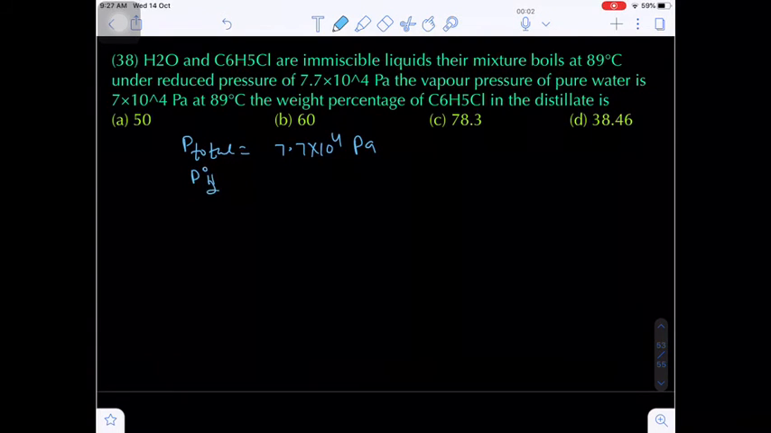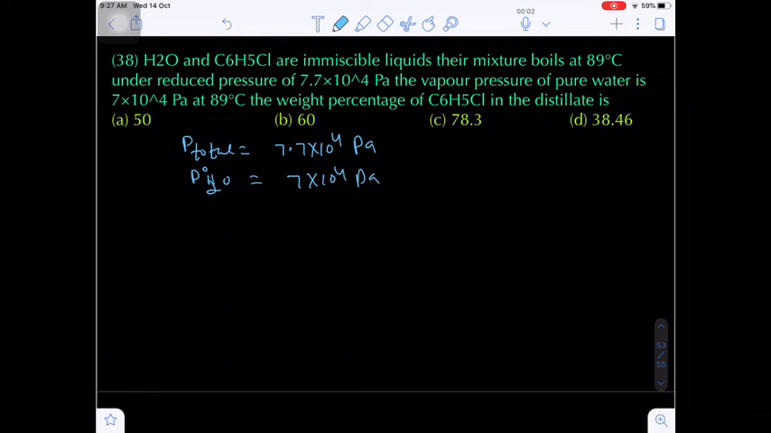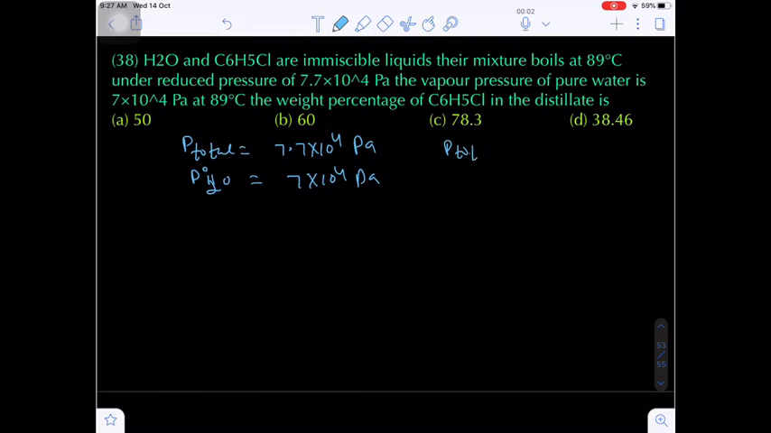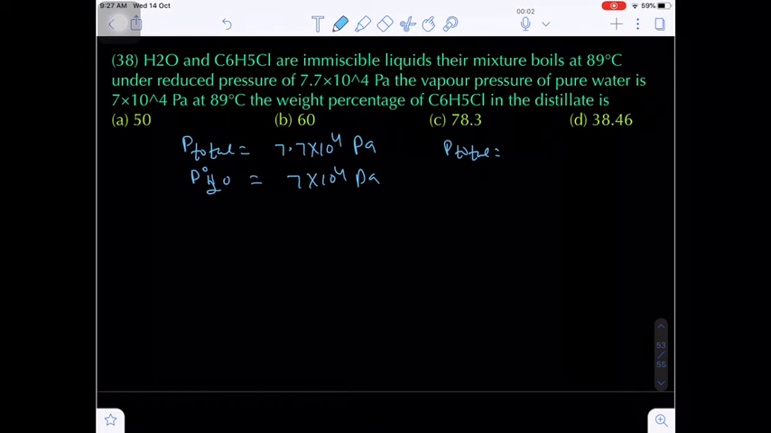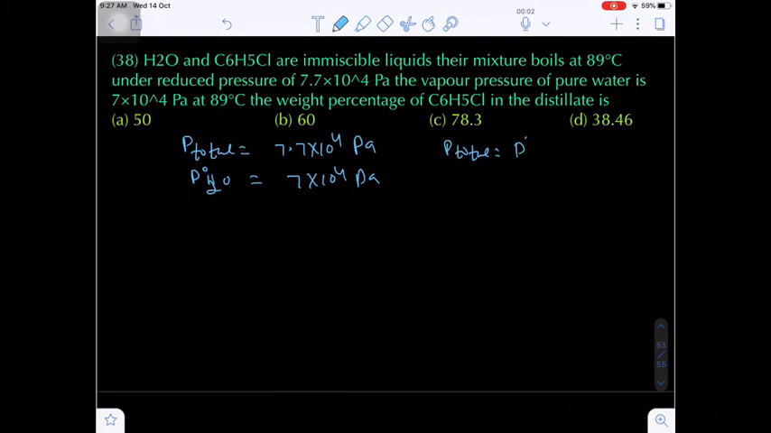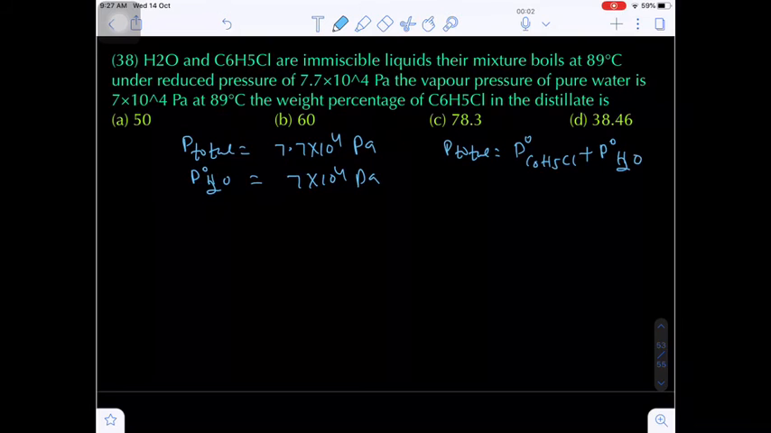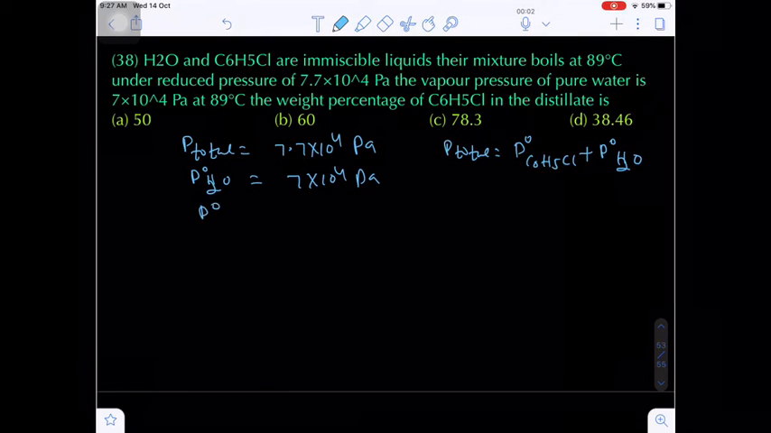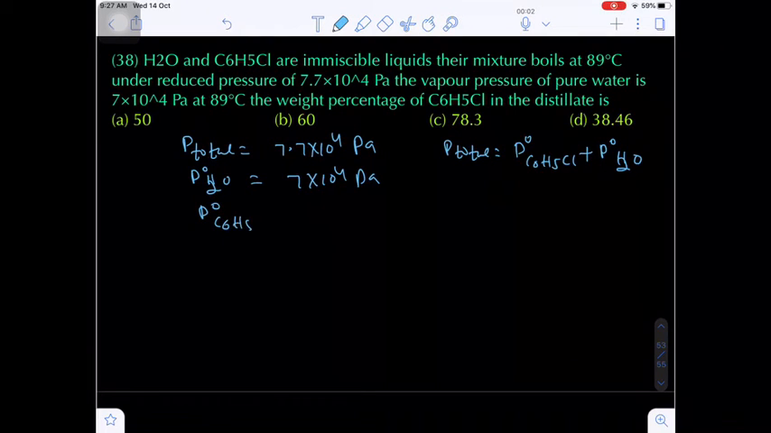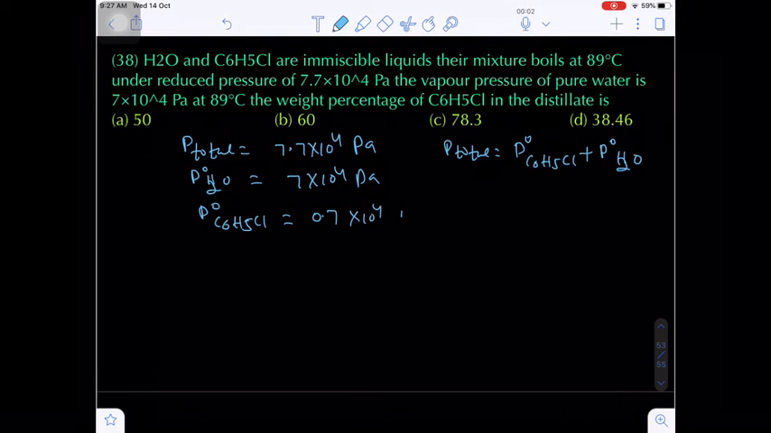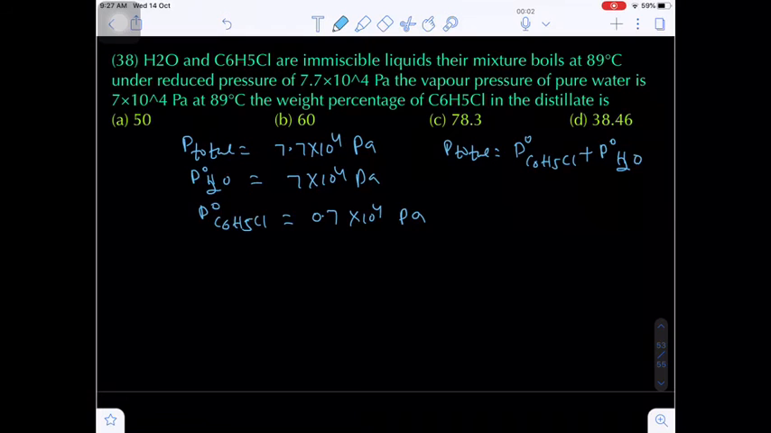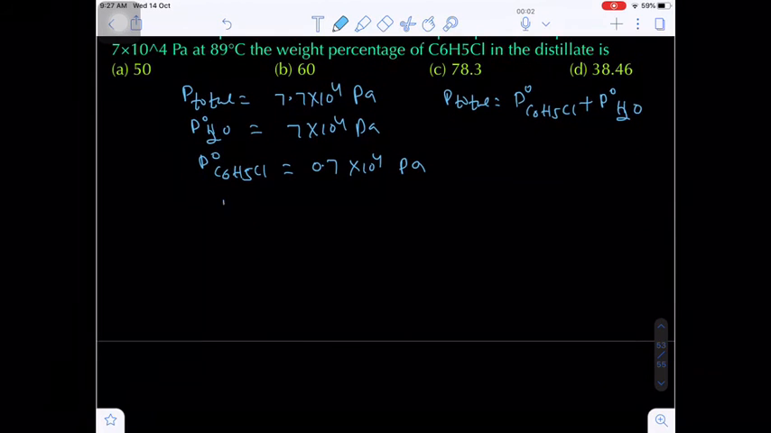Okay, and the vapor pressure of pure water? What is the vapor pressure of pure water? 7 into 10 raised to 4 Pascal. Just now I told you the P total will be equal to the sum of the partial pressures of the two components. So here, the vapor pressure of chlorobenzene plus the vapor pressure of water. So from here, what is the vapor pressure of chlorobenzene? That will be equal to 0.7 into 10 to the power 4 Pascal. Are you getting my point?